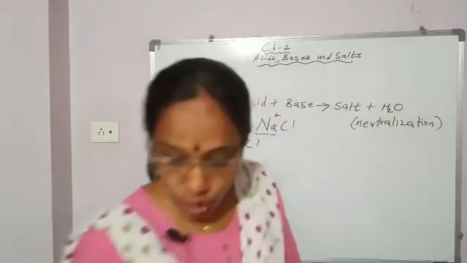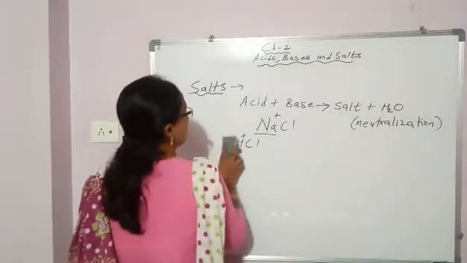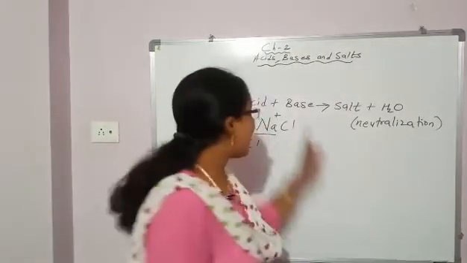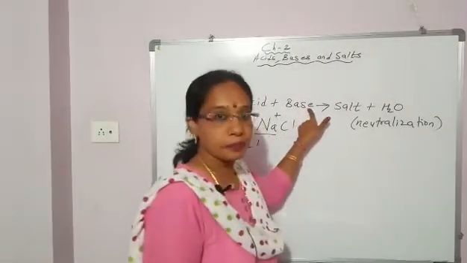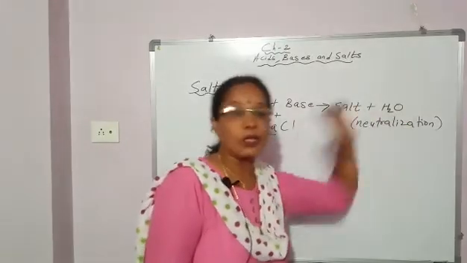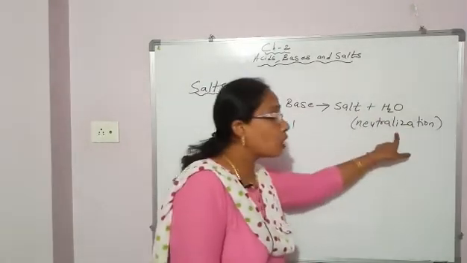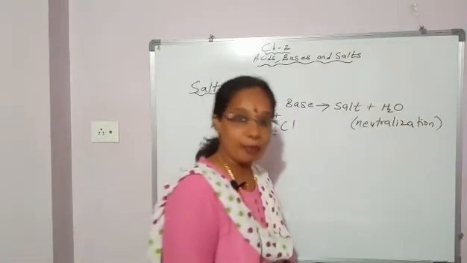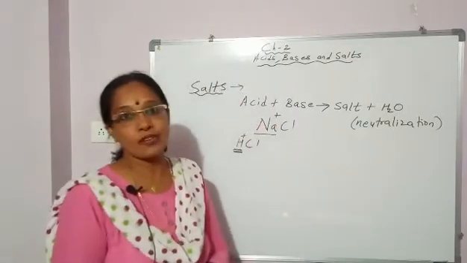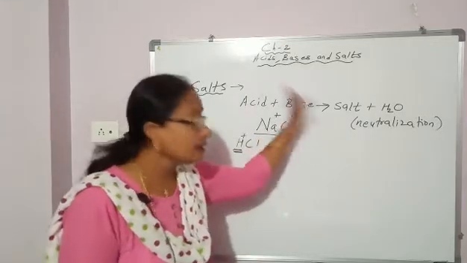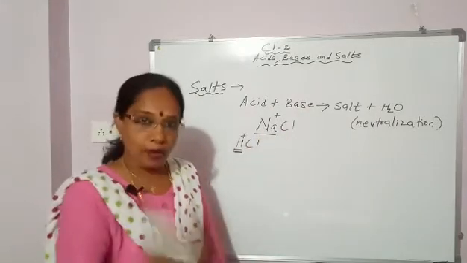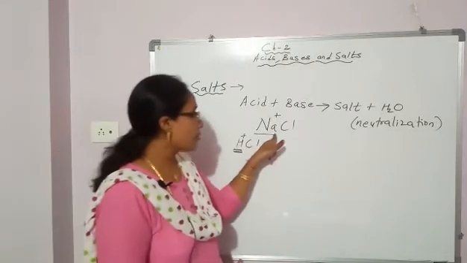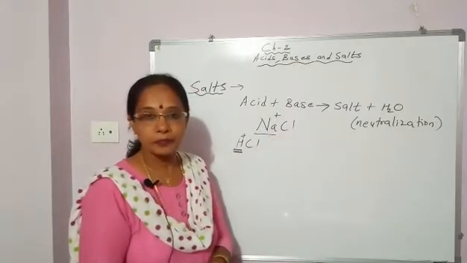So a salt, how is it formed? By neutralization reaction. When an acid and a base react, what is obtained? Salt and water. So what is this reaction called? Neutralization reaction. So a salt is formed by the neutralization reaction of acid and base. Or in other terms, we can give the definition. One example, salt, sodium chloride.